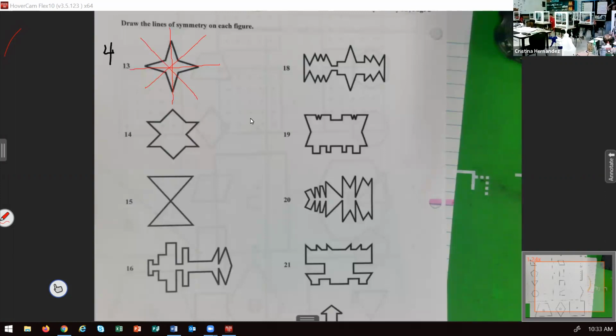How many do y'all think the next one has? 8. I feel like 8. Infinite? No. Let's see. Right here, 1. Can we divide it the other way? Yes. Adrian, can you divide that shape that way? No. So how many lines of symmetry does it have? 2. Good job, Michael.